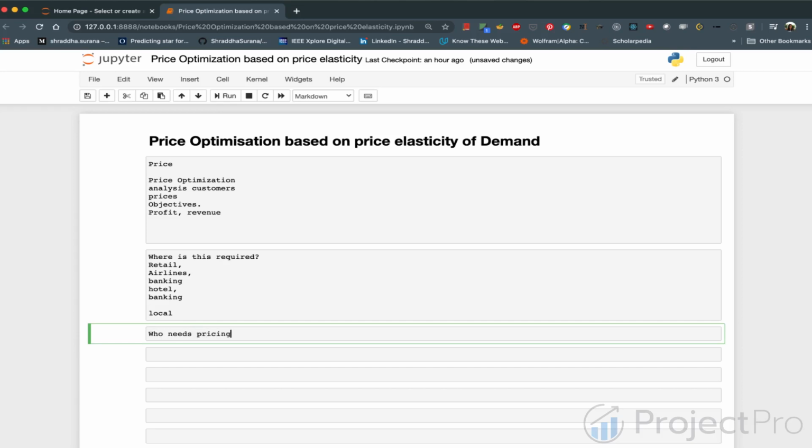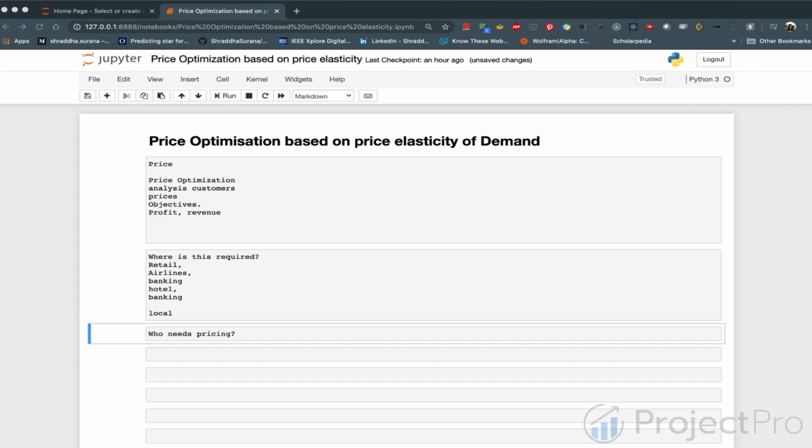Now let's ask, who needs pricing? So we know pricing is required. We've already discussed where pricing is required in these different domains. But now if we speak about the specific teams or individuals that look into pricing, usually big companies have pricing analysts who, based on their experience and domain expertise, help in identifying the correct prices of the products that will help the company meet their objectives. And these are usually pricing analysts in big companies.